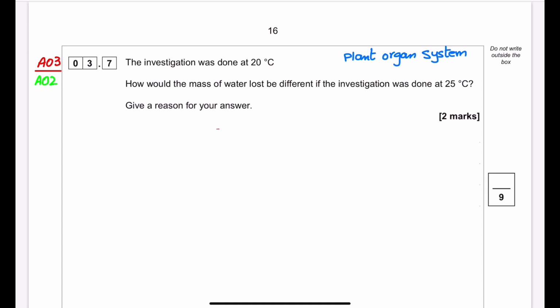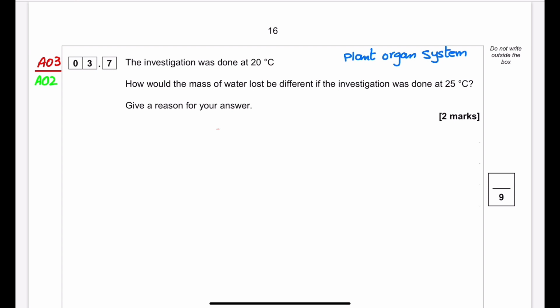When the temperature increases, the water molecules will gain more energy. As a result of that, there is more loss of water as compared to the water loss at 20 degrees Celsius. The reason is the rate of evaporation or the transpiration process will increase.